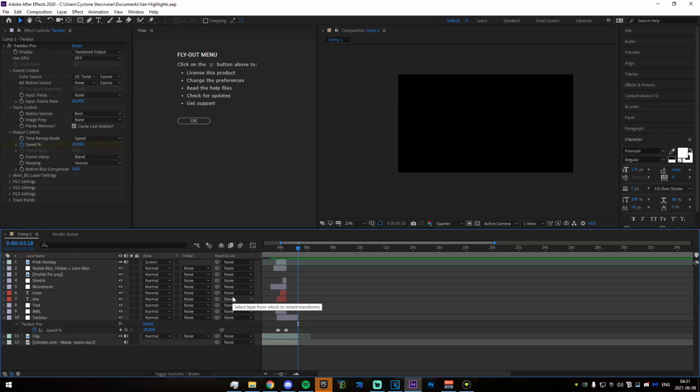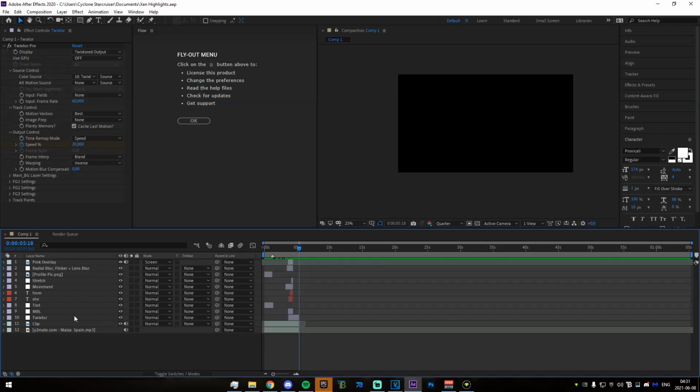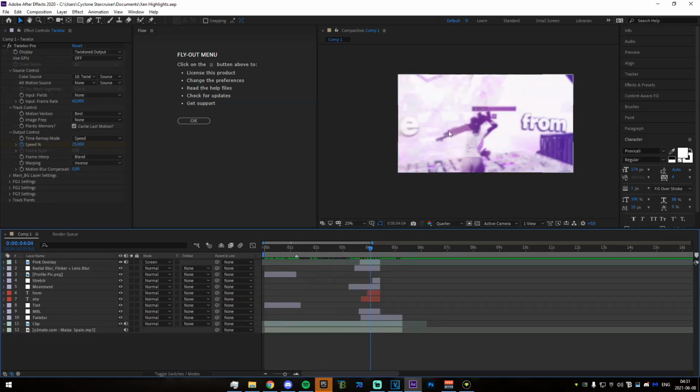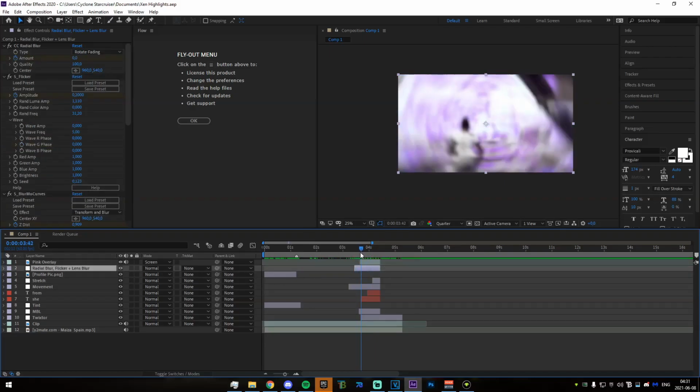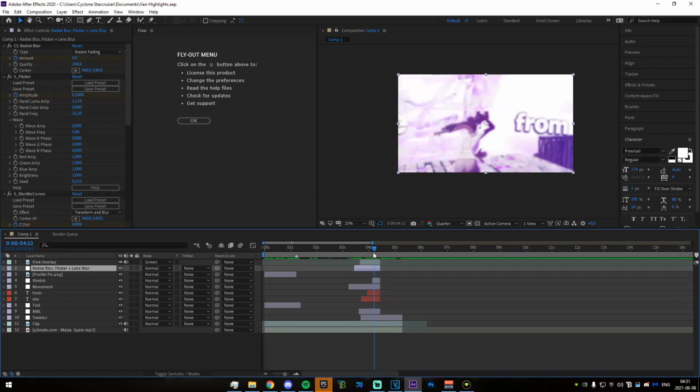So, as you can see right here, we've got all our adjustment layers and everything is looking good. Now, I've named everything right here. At the top, you have the pink overlay, which is just, you know, pink. We have the radial blur, which is where it comes in. We have the flicker, there's some flicker on it. And we have lens blur as well. As you can see, there is lens blur. So all is good.